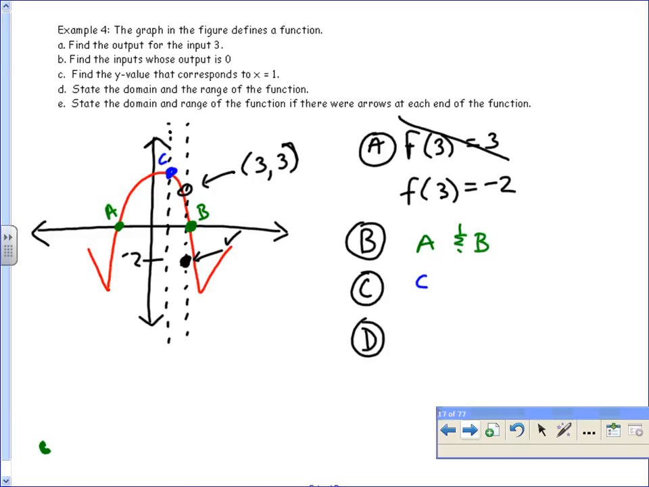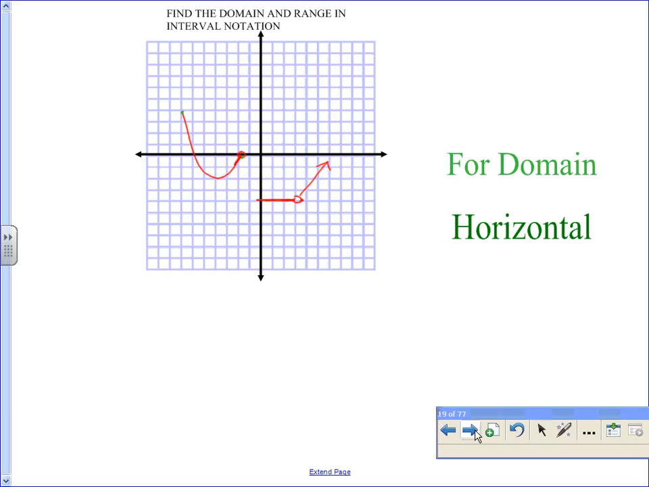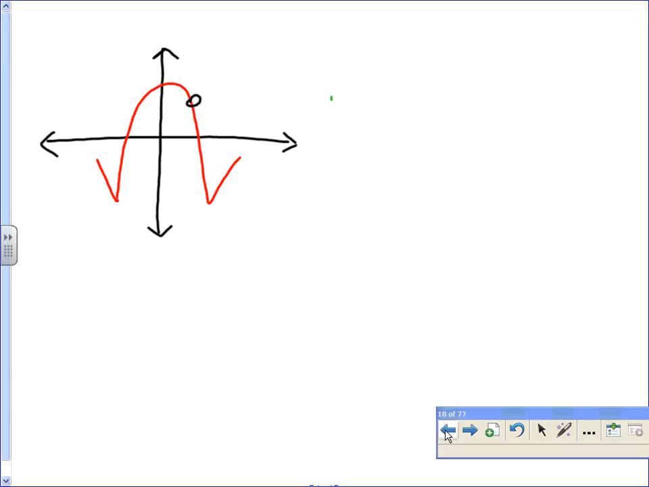For D, state the domain and range of the function. This is where it gets a little more involved.